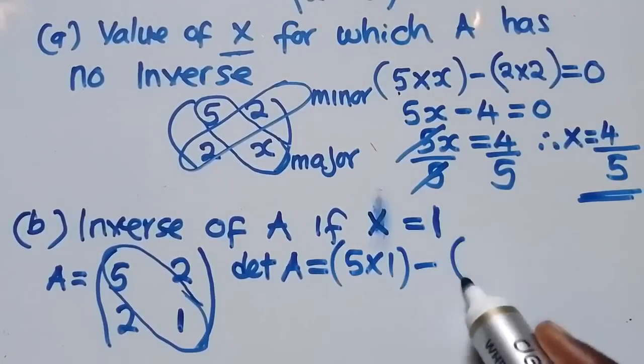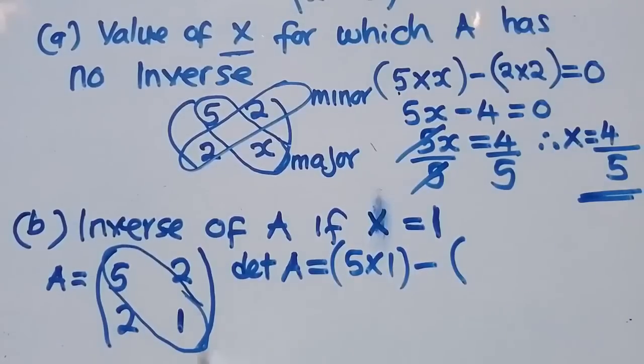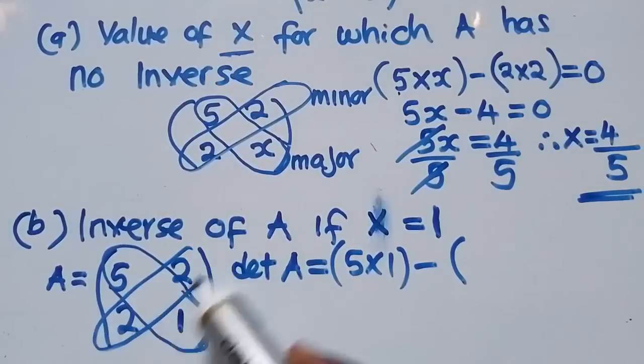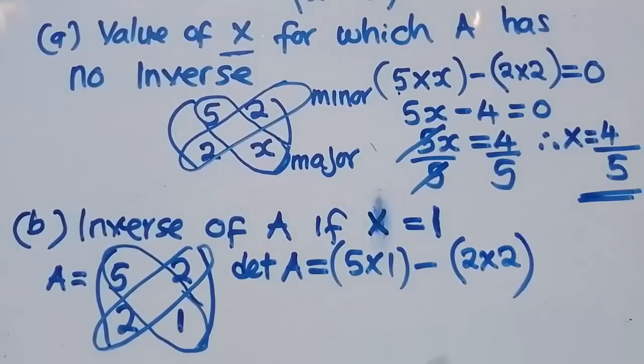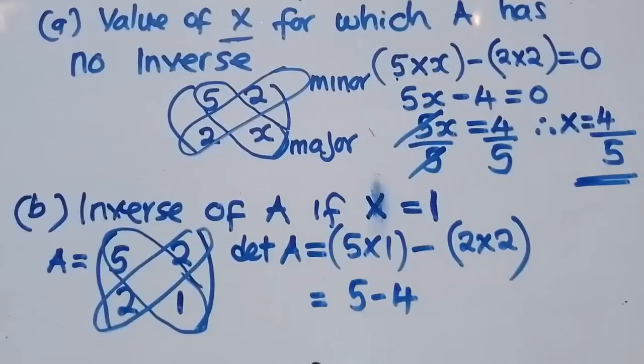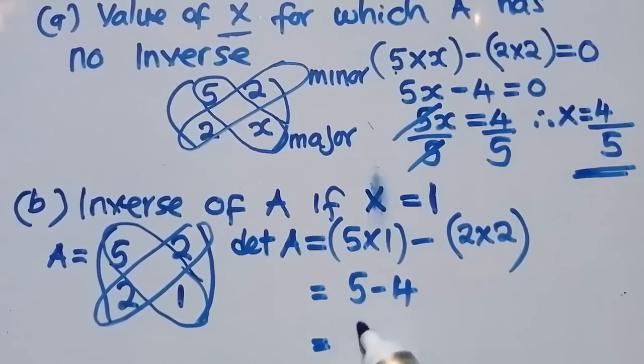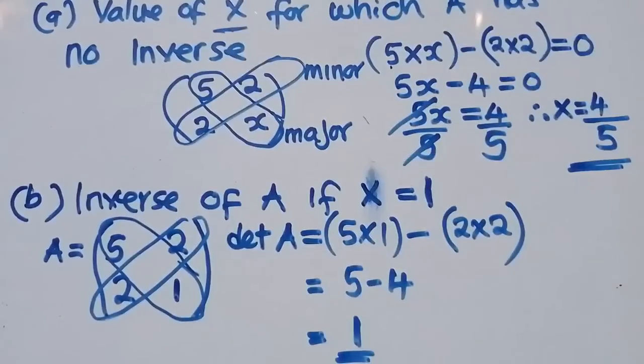Then you say minus what? Minor diagonal. In the minor diagonal, we've got 2 times 2. So you say 2 times 2, where you are going to get the determinant, which is equal to 5 minus 4. Then finally, you are going to have your determinant as 1. So determinant is what? Determinant is 1.